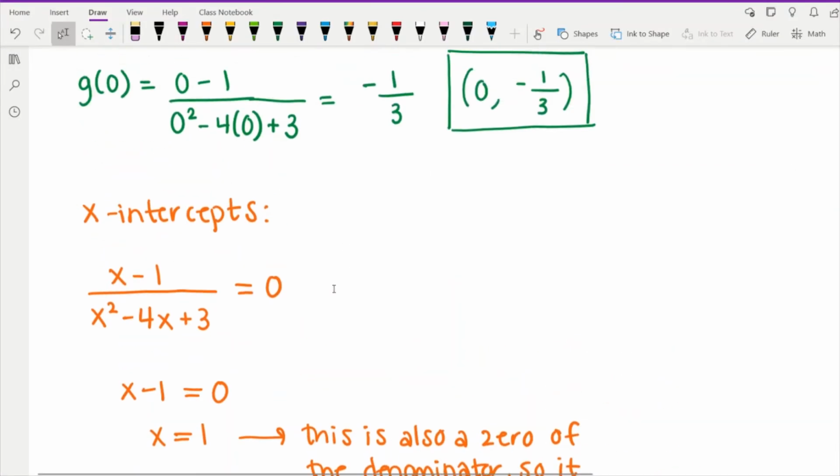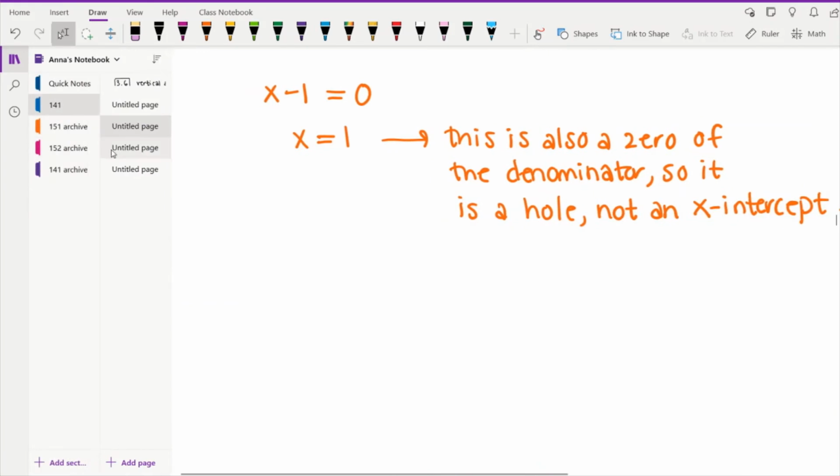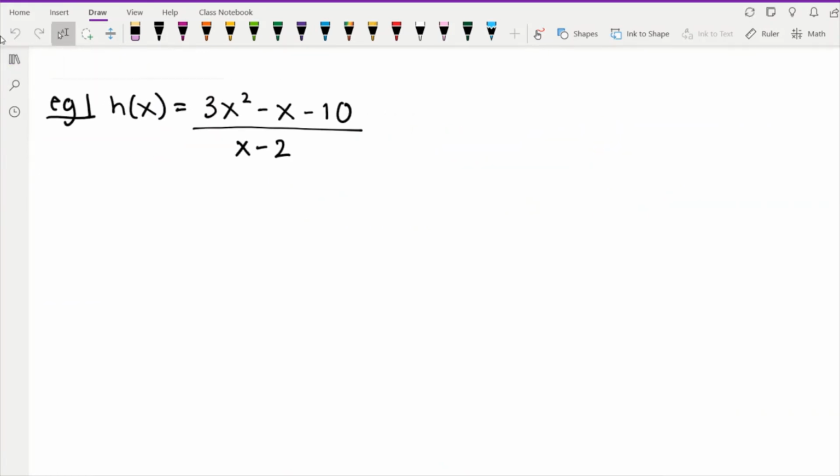Okay, so let's do a couple more examples. In both these examples, we're going to do everything. We're going to find the holes and vertical asymptotes, we're going to find the y-intercept, and we're going to find the x-intercept. So if you haven't already, I would really encourage you for these next two examples to pause and try it yourself. And then we'll look together also at the graphs to confirm what's going on.